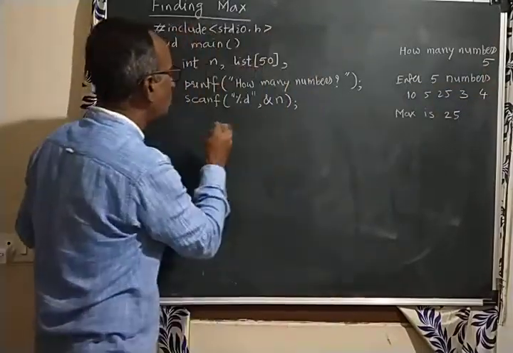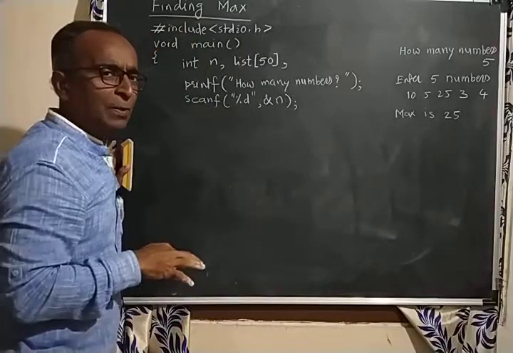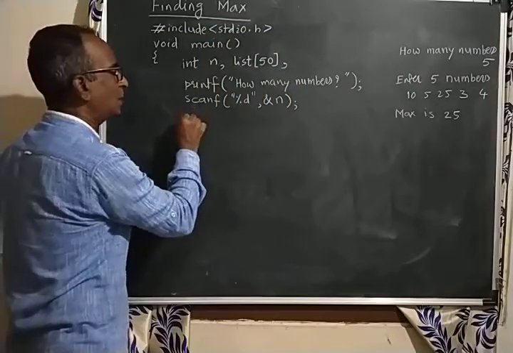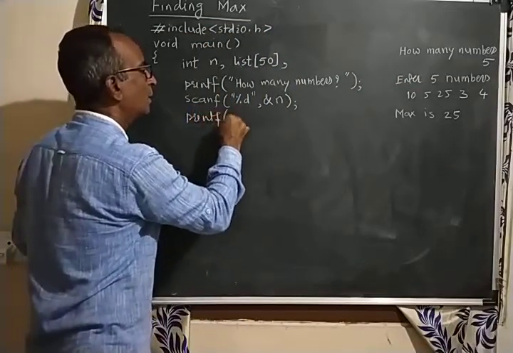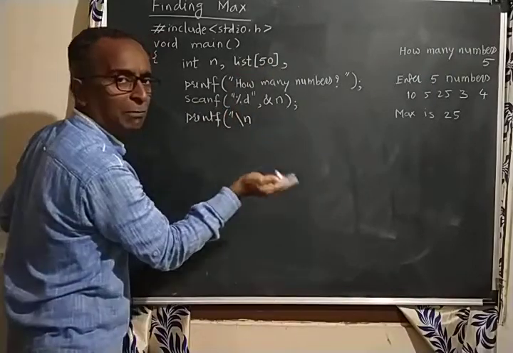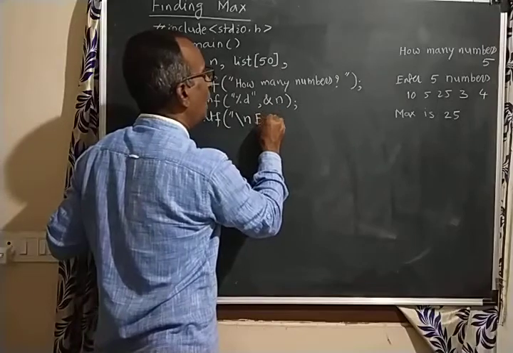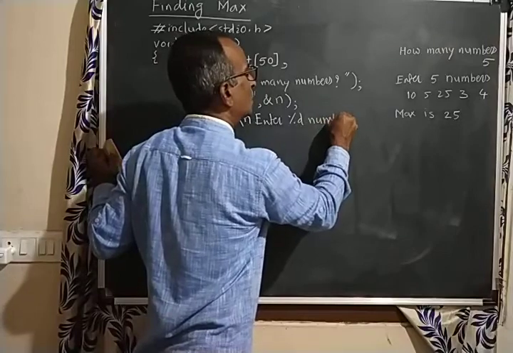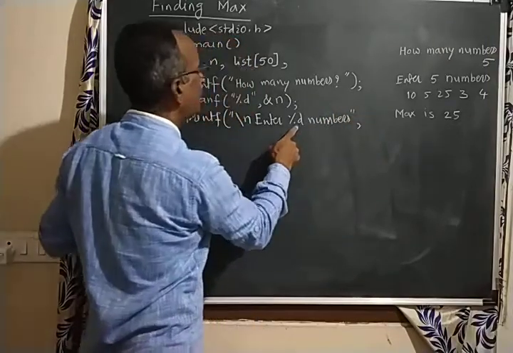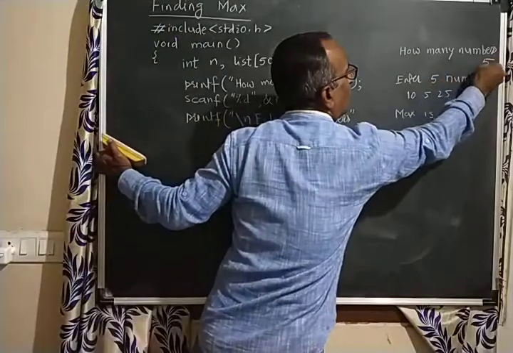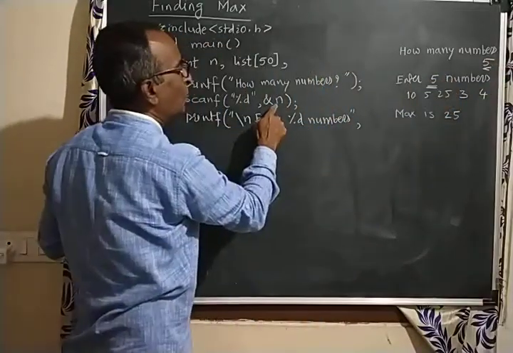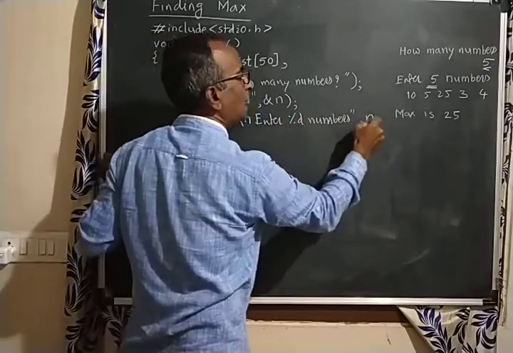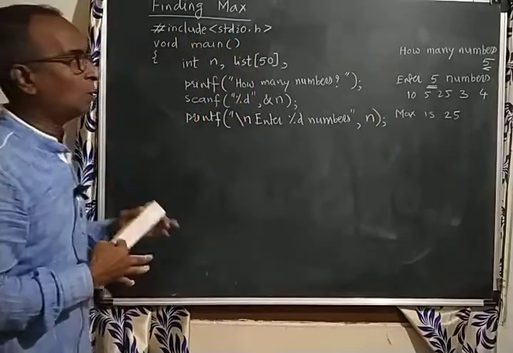Whenever you are reading, you print this one time. So after this, printf \n, so that it will come on the next line, "Enter %d numbers". At this %d place, I want whatever number you have given to be printed here. The value is in n by this time, so at this %d place, I want to print n. This is over, this will be displayed.